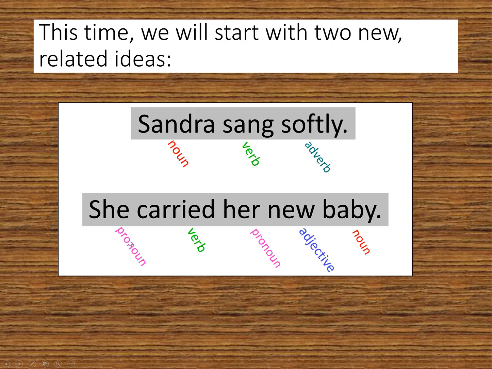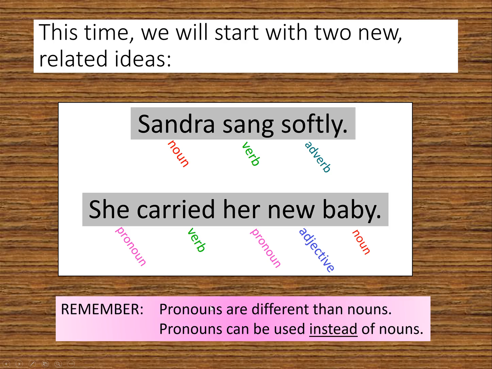The most important thing to remember here with this example of these 2 sentences is that nouns and pronouns are 2 different things. So here we have the noun Sandra in this first sentence. But here, instead of starting the sentence with a noun, we've started it with a pronoun. So instead of saying Sandra carried her new baby, we're saying she carried her new baby, right? So we're using a pronoun, she, instead of a noun. So pronouns can be used instead of nouns. Now, because we just mentioned Sandra, we know who she is when we say she, right? But if we never mentioned the name Sandra, then she could be any female. So remember, pronouns are different than nouns. Pronouns can be used instead of nouns.